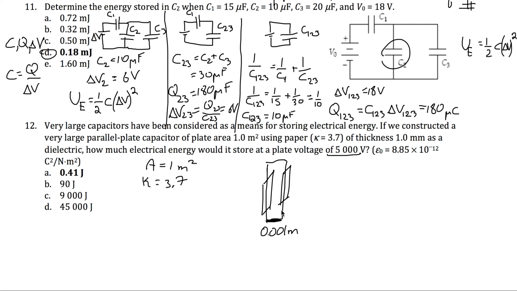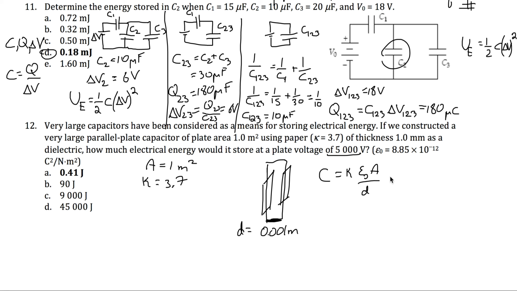So we're going to have to assume that that's the distance between the two plates, because the dielectric is going to fill up that whole space in between the two plates. So that's going to be our D. And then we have the permittivity of free space. So the first thing we can do is calculate the capacitance using kappa times epsilon A over D.